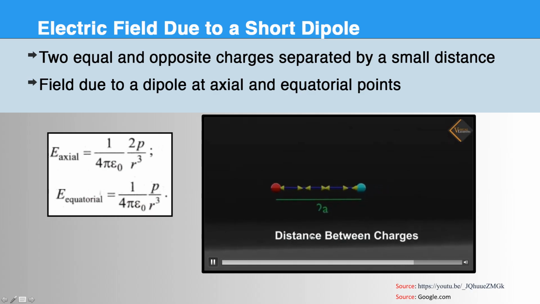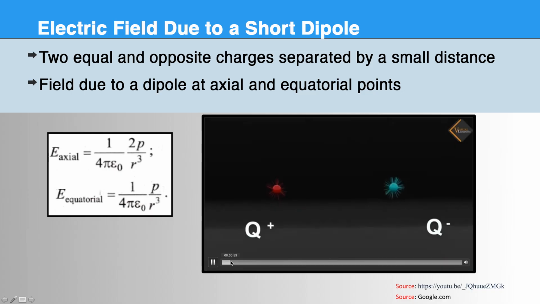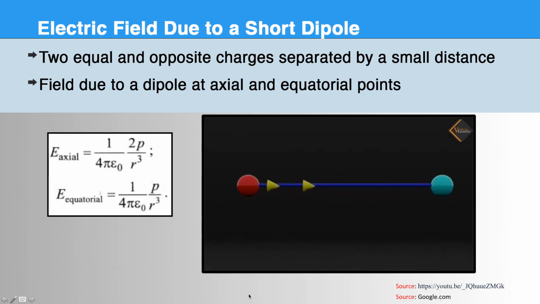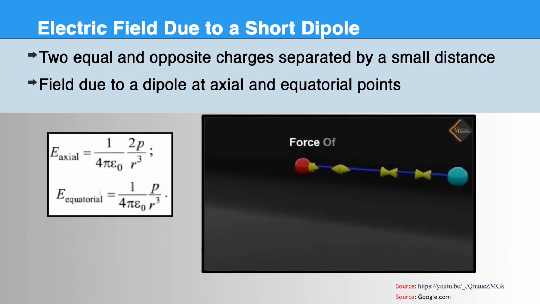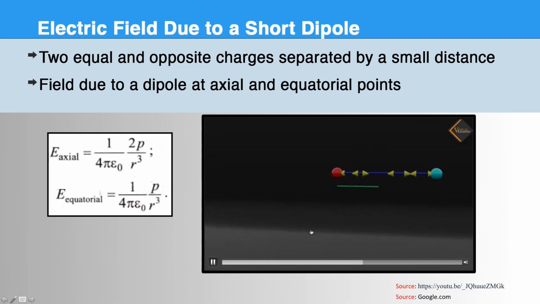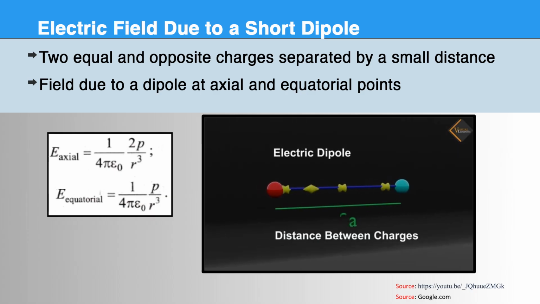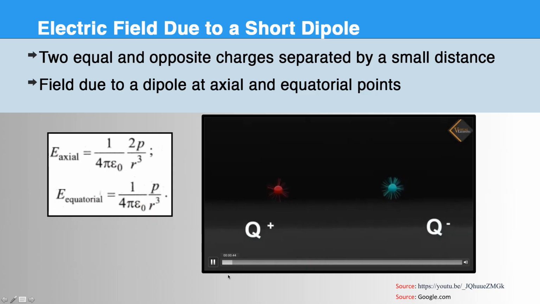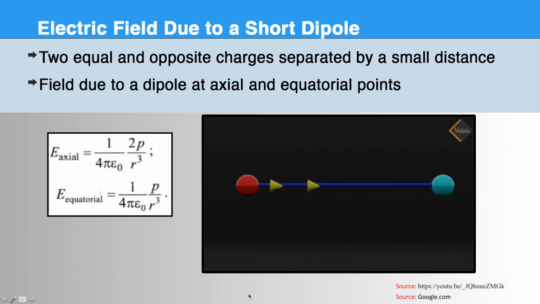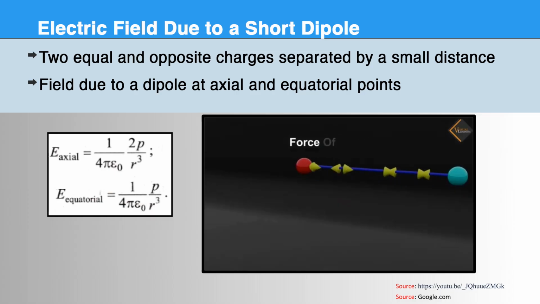And the second one is the electric field on the perpendicular bisector. For a point on the equatorial line of the dipole, the electric field is directed perpendicular to the dipole moment. The magnitude of the electric field at a distance r from the center of the dipole on the equatorial plane is E equals 1 by 4 pi epsilon naught into P by r cube.